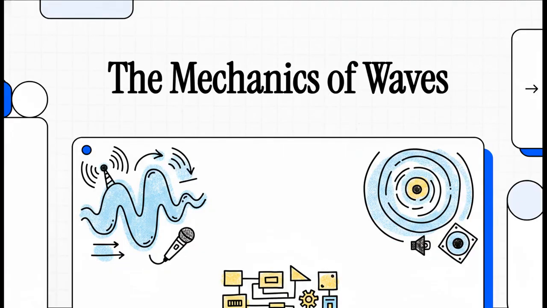Welcome to This Explainer. Today, we're going on a really fun journey to demystify the hidden rules behind both light and sound. We're going to strip away the super complex equations and look at how engineers actually use basic physics to build our modern world. If you're studying physics, these are some core concepts you'll definitely want to master.